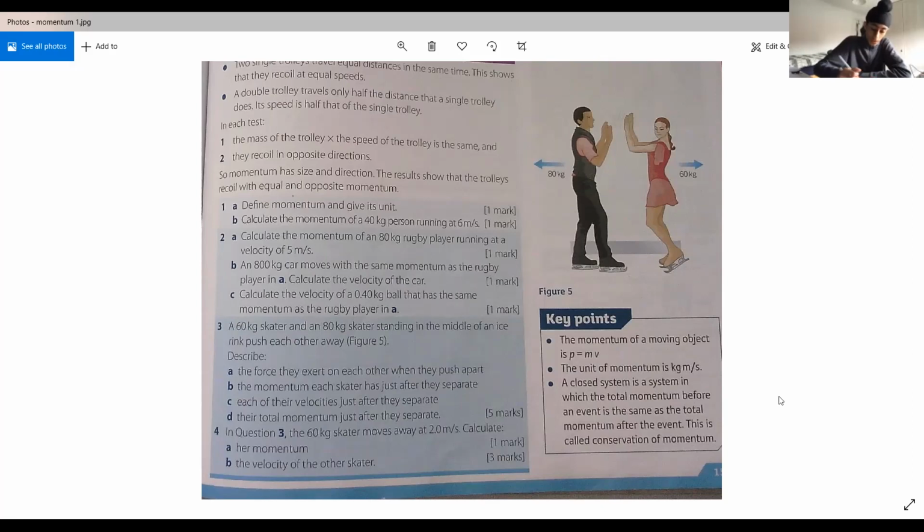And is the unit meters per second squared for momentum? No, it's because it's mass, which is kilograms, and velocity, which is meters per second. So when you multiply the two, you get kilogram meters per second. Feel free to use the information in the key points as well here.